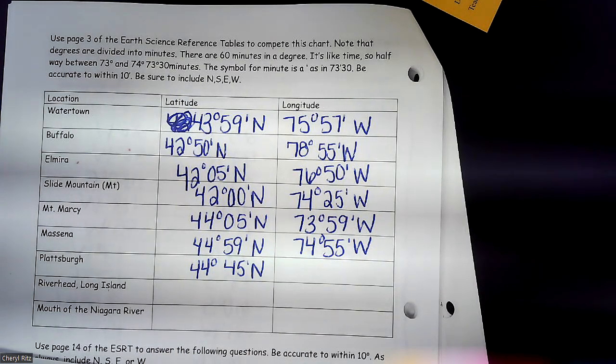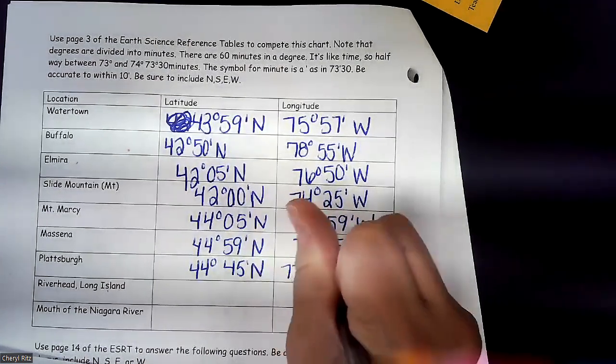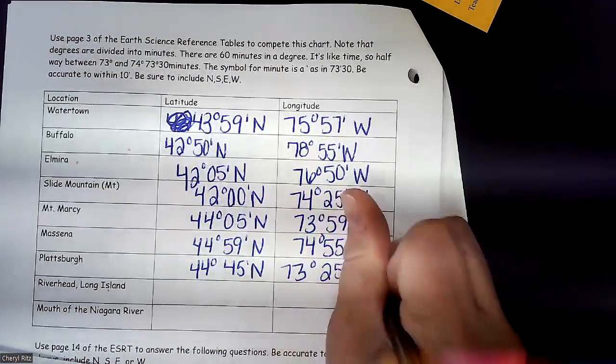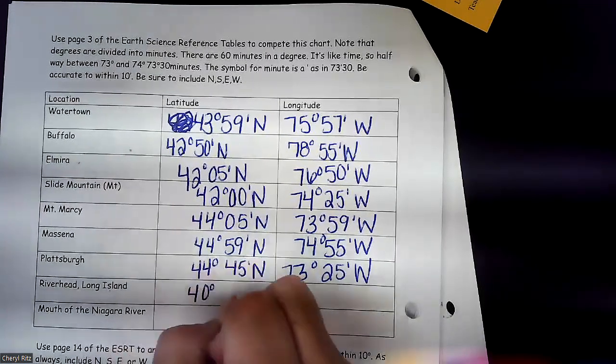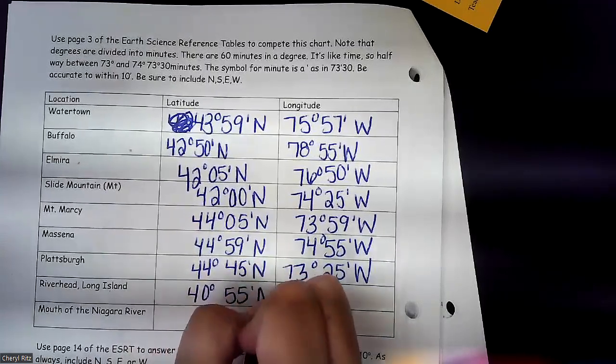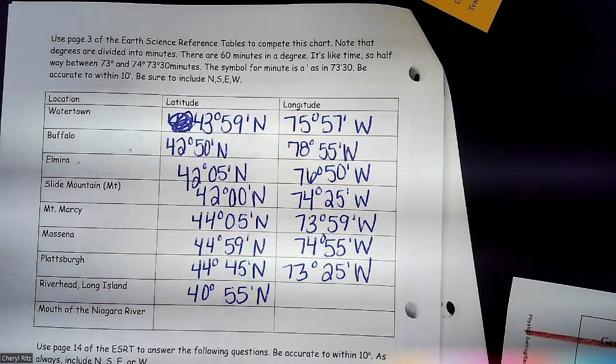Olivia, did you have Plattsburgh, or even if you don't have it, you're gonna have it, the longitude for Plattsburgh? Yep, I said 73.25. Either one is good with me. Jenna, do you have Riverhead? Yeah. Mm-hmm. And Allison.